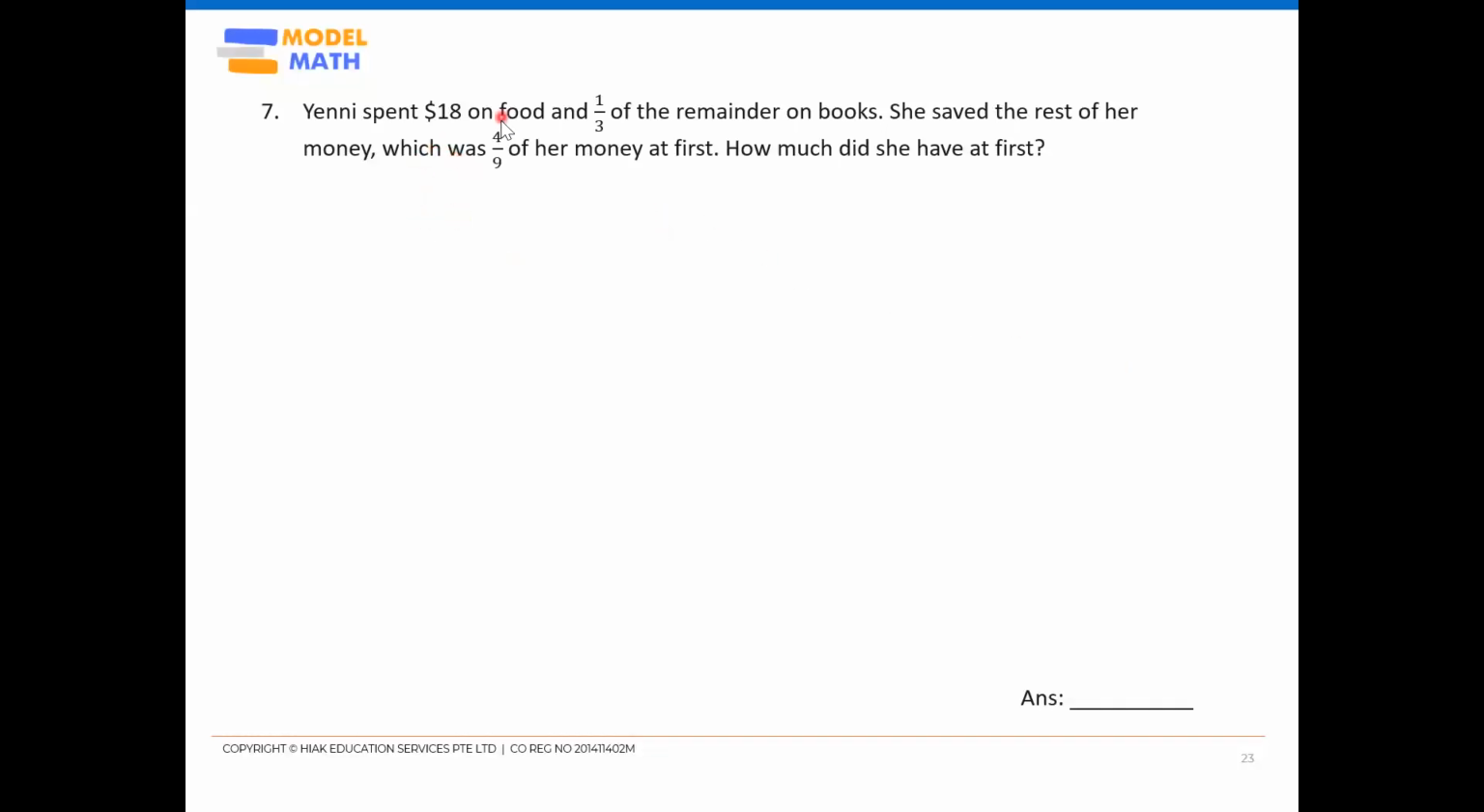Yenni spends $18 on food and one third of the remainder on books. She saved the rest of her money, which was 4 out of 9 of her money at first. How much did she have at first?